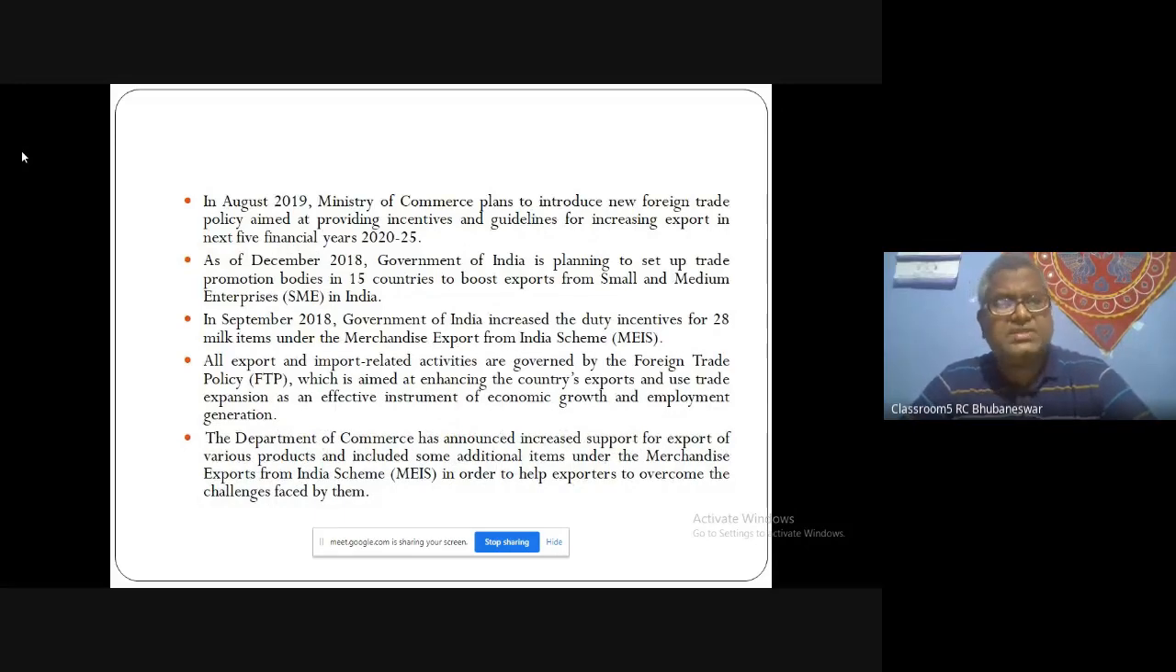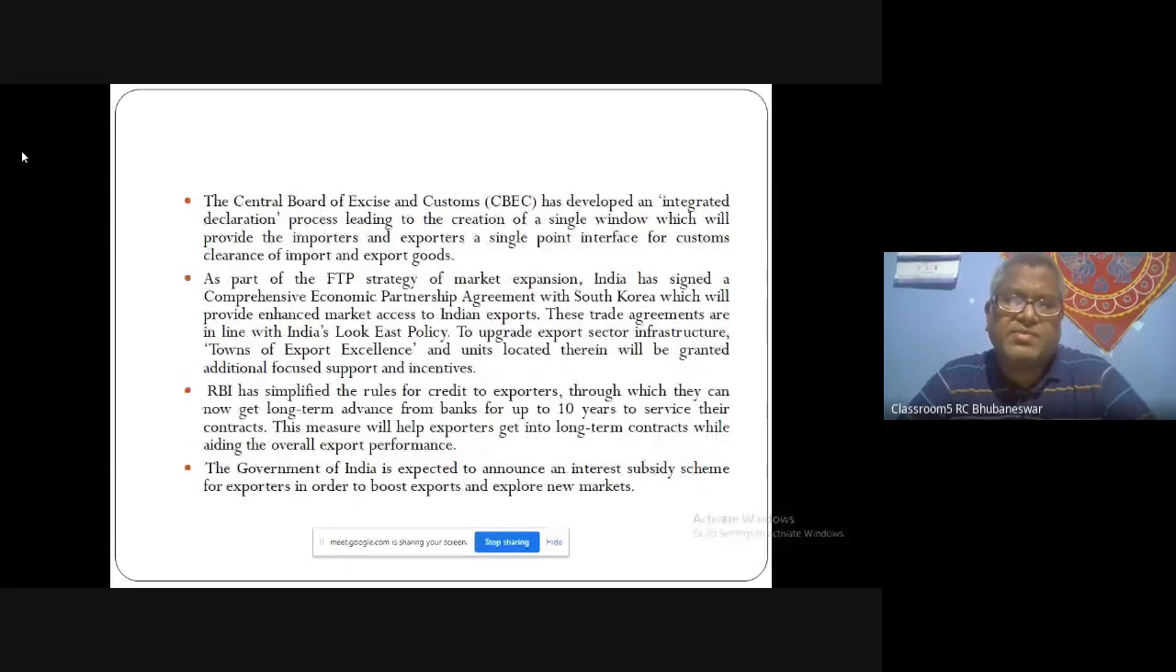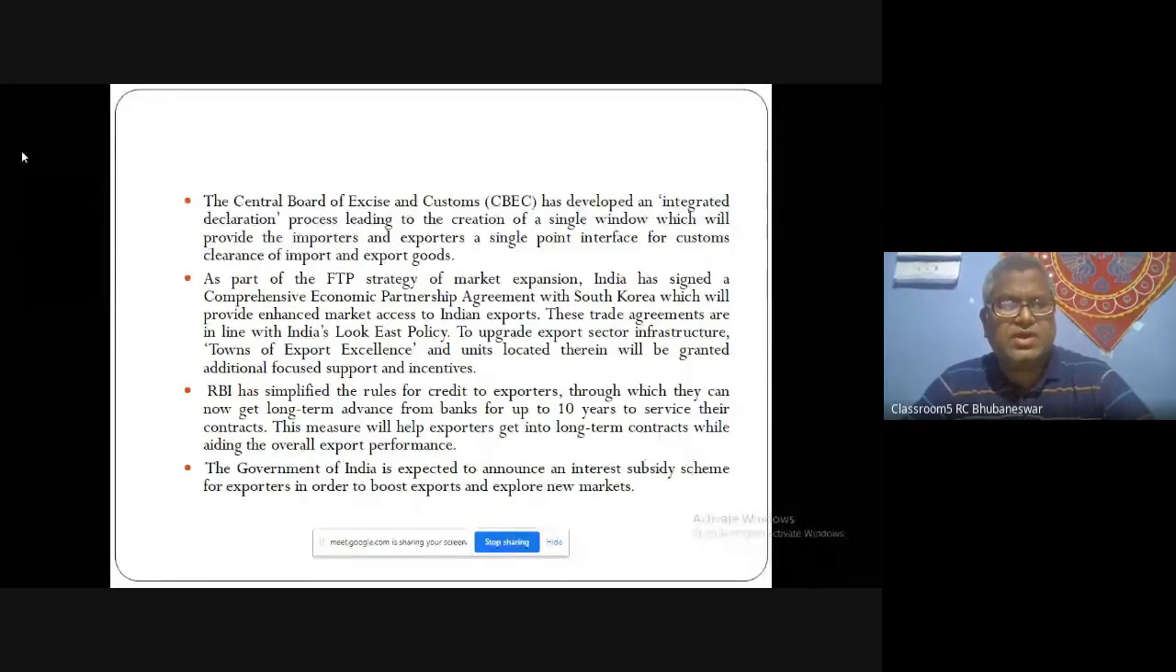They are also promoting small scale industries. They are promoting exports from India through MEIS and the FTP, foreign trade policy. They are also increasing support for various products under the Merchandise Exports from India Scheme. In another step, the Central Board of Excise and Customs is integrating a declaration with a single window clearance system. And they have an MOU with South Korea for integration of market approach, like Towns of Export Excellence, or the Look East policy, regarding infrastructure and other ways also.